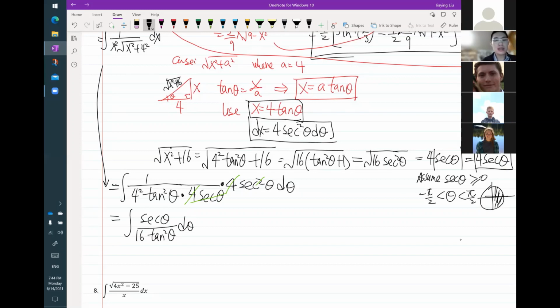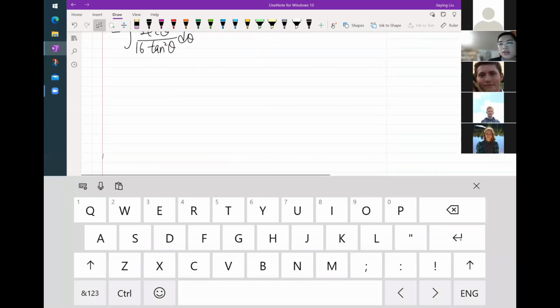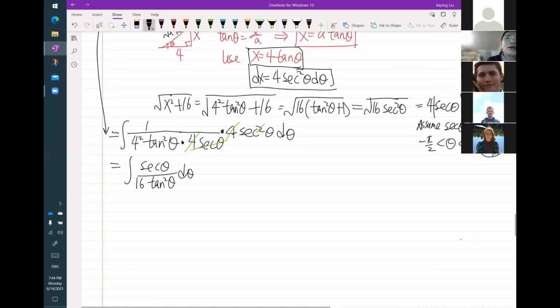Well, from here, there's one thing that the book recommends, and I also find it easy. We have secant in the numerator, tangent in the denominator. If we rewrite tangent squared using secant squared minus 1, we get something not nice as a fraction. So it's easier to just rewrite secant and tangent in terms of sine over cosine.